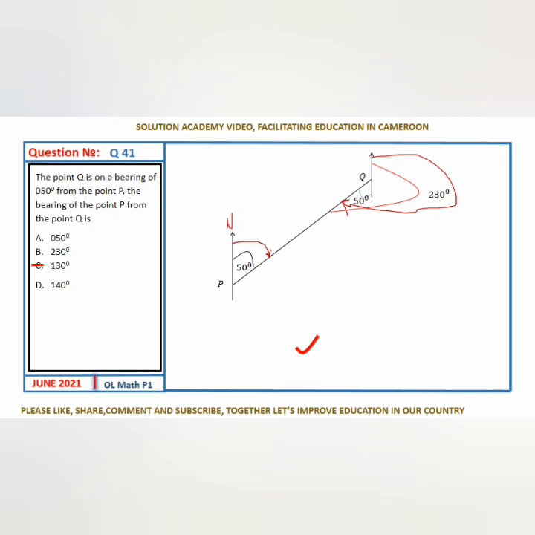If you look at this angle, the angle which represents the bearing of Q from P is 50 degrees, and the angle I've just represented is 50 degrees as well. They are alternating angles, or in other words, Z angles, so they are equal. So that angle is also 50 degrees. Also, you have to know that this angle is 90 degrees, and this other angle is 90 degrees. So from the given diagram, our bearing of P from Q will just be 50 plus 90 plus 90, which gives us 230 degrees. Hence, our answer is C.